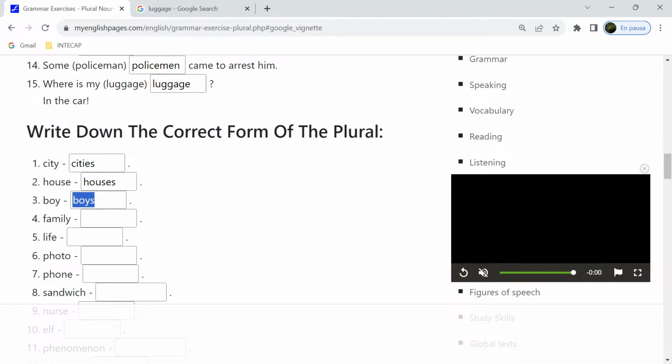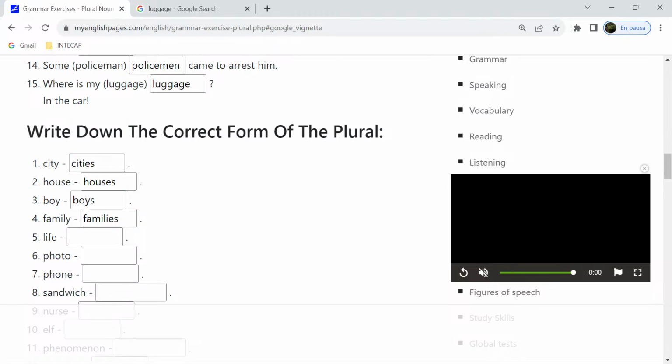Now let's go with number four, family. What is the plural of family, guys? Families. Cool. Families, right? And here, well, I do have to apply the rule. Family. So three syllables. And I can apply the same rule as in city. So cities, families. That's it.